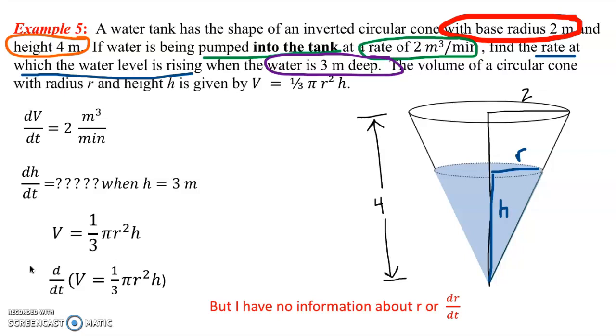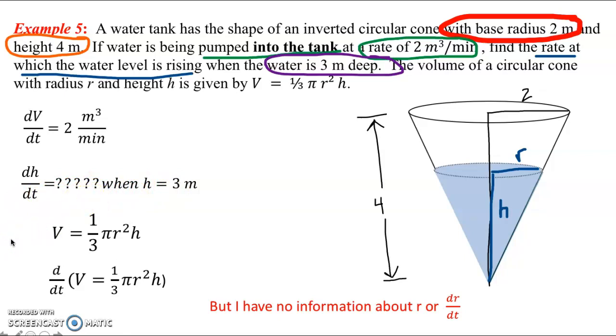with all 3 variables V, r, and h, we have to look somewhere else to find a relationship between the variables, so I can change the volume equation here to just be in terms of h and V, because that's all the information they gave me. They gave information about dV/dt, they gave me information about h, and I want to find dh/dt.